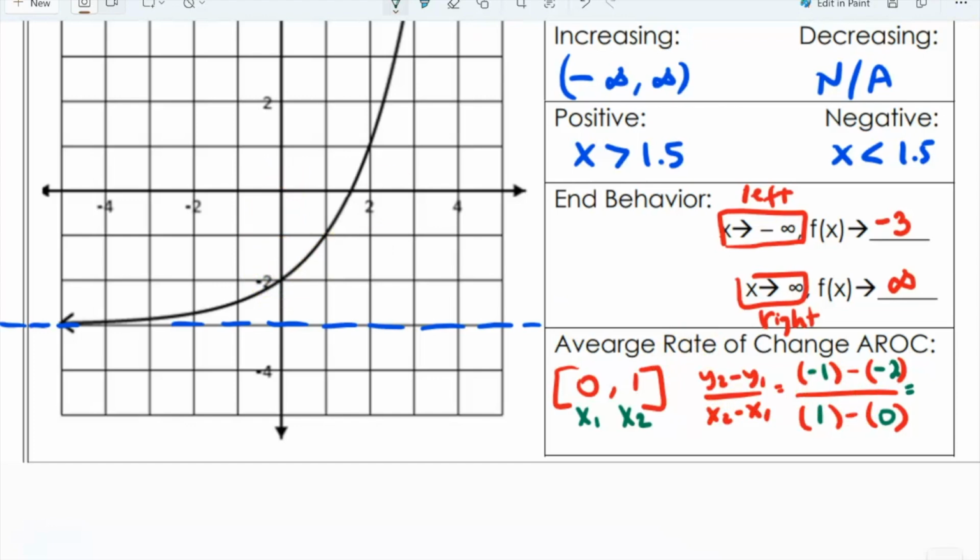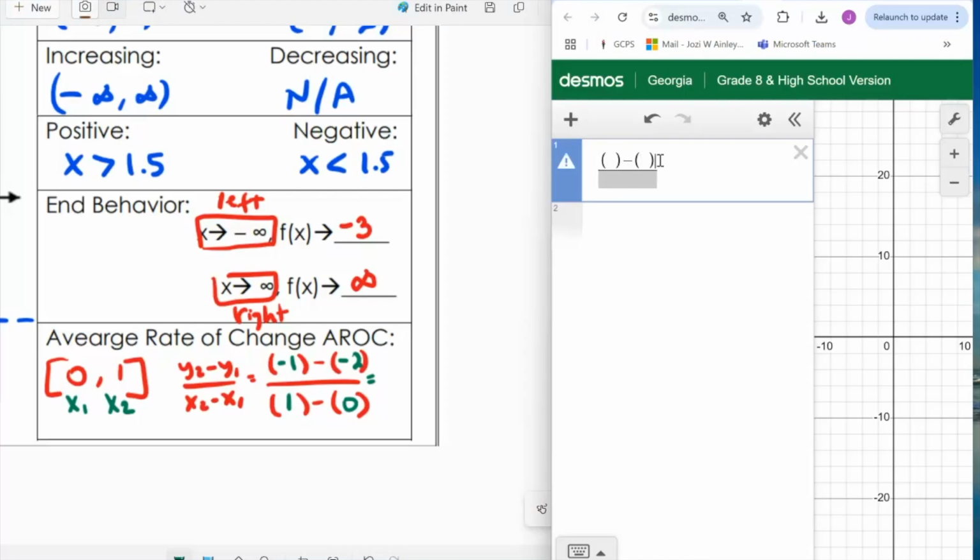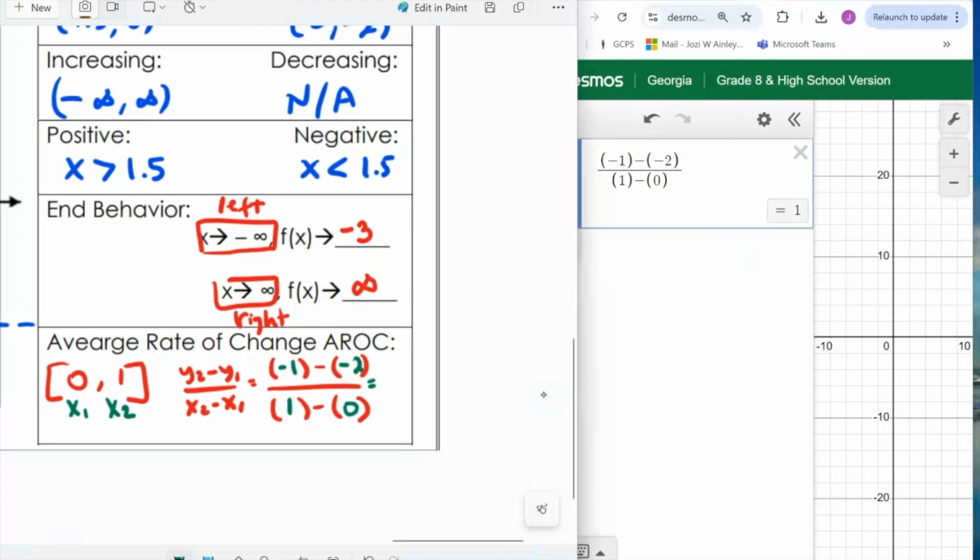Then you're just going to put that right up in the calculator. Press divide first before you type everything in. Parentheses minus parentheses over parentheses minus parentheses. Let's go ahead and put in our numbers. On the bottom, we had 1 and 0. On the top, we had -1 and -2. And boom, my answer is 1.